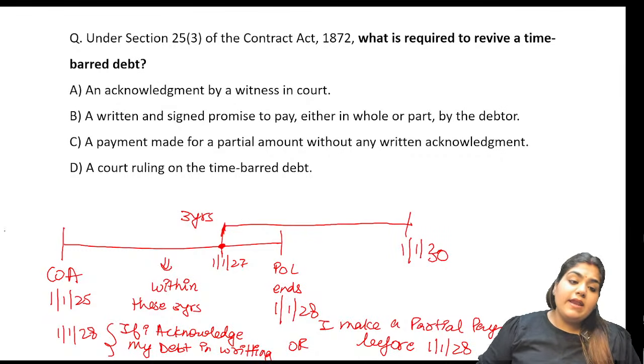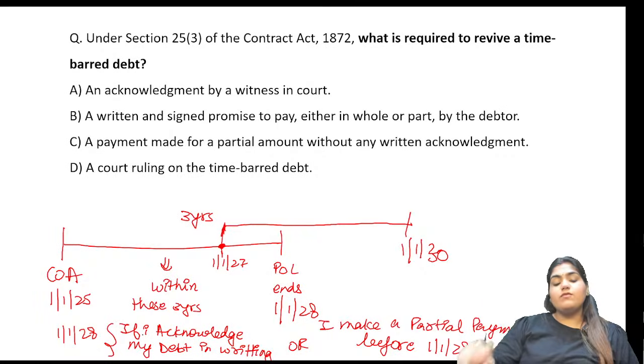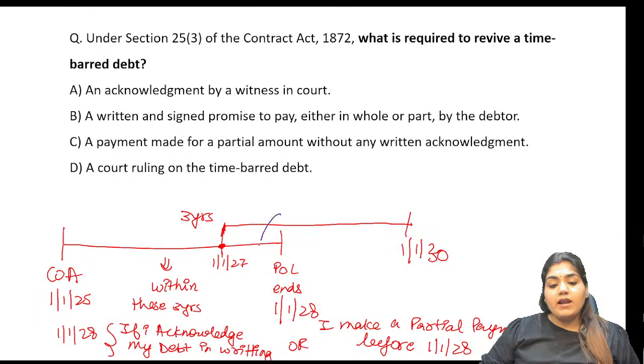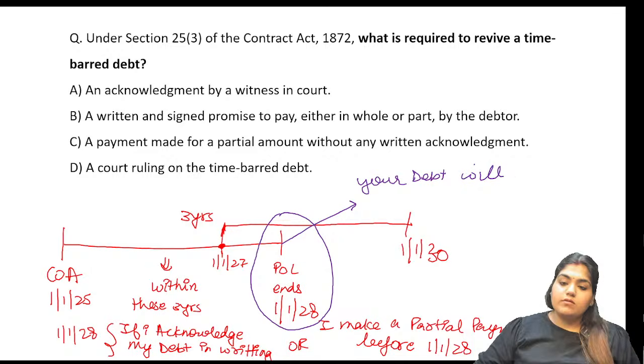But if your debt is time barred, that is, you have not done anything, you have not filed a case before this. If you have not filed a case by this time, okay? If you have not filed a case after this time, that is, your debt is time barred. Your debt will become time barred. That is, now the time is over. Now you are not allowed to file the case.